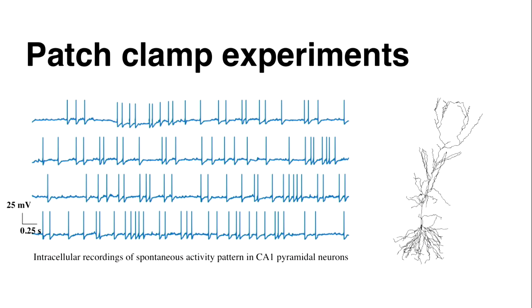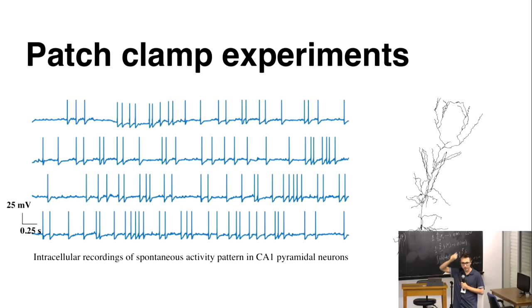We asked a few colleagues to do some patch clamp experiments, and I guess that this is the link to neurobiology, because we had a model, we developed a way to approximate this phi of V, and now I think that it's better, instead of comparing it with other models like Hodgkin-Huxley, to go to real experiments like patch clamp experiments.